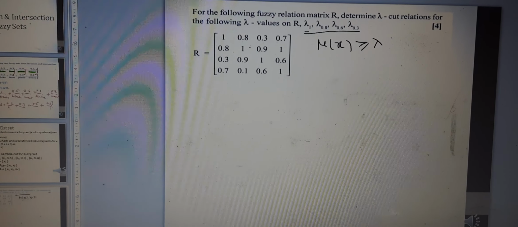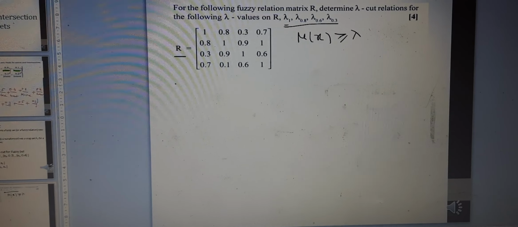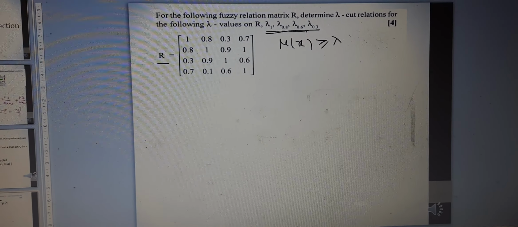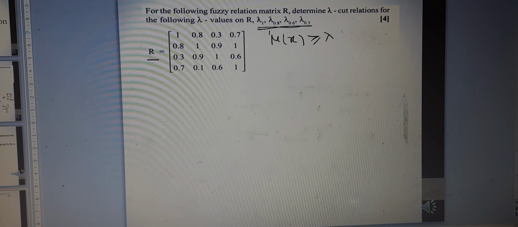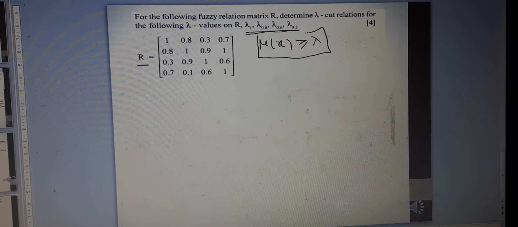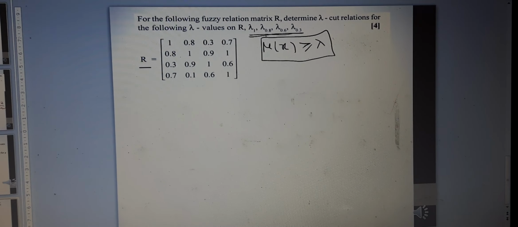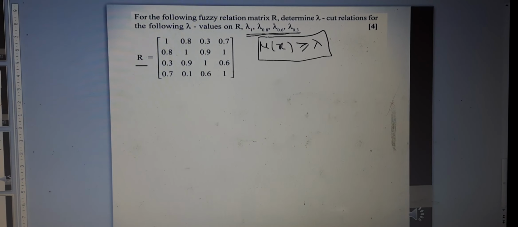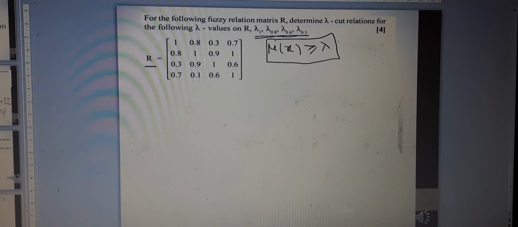Here this relation R is given, and you have to find the lambda cut sets for four values of lambda. This is the equation whose condition you have to consider: you have to consider all elements x whose membership value is greater than or equal to lambda.